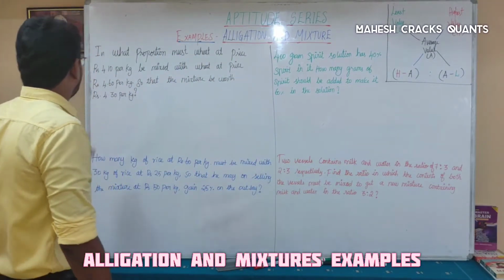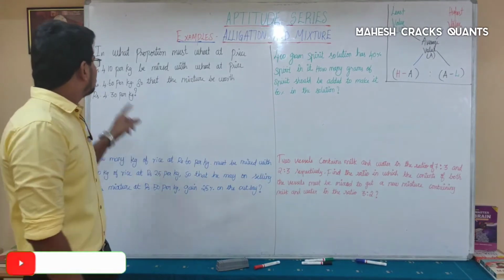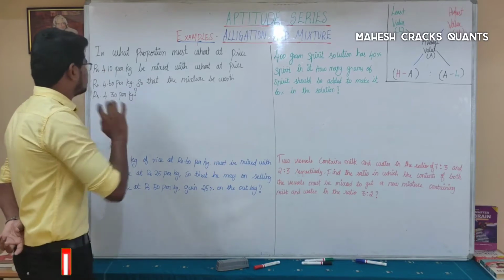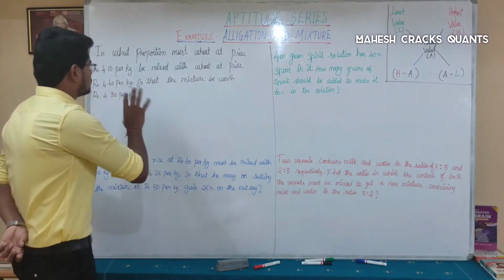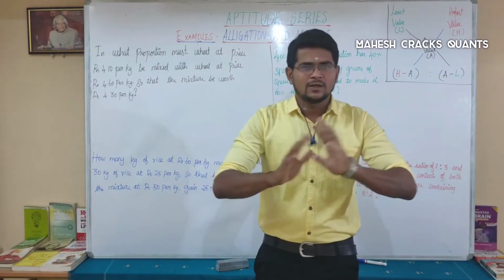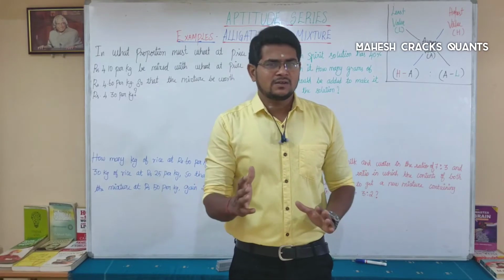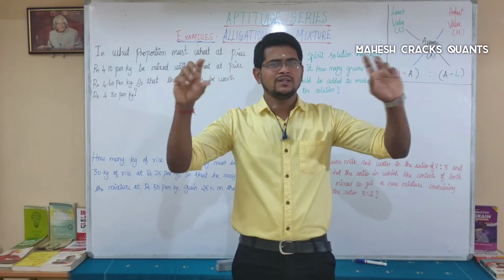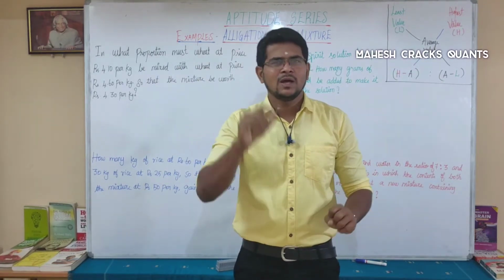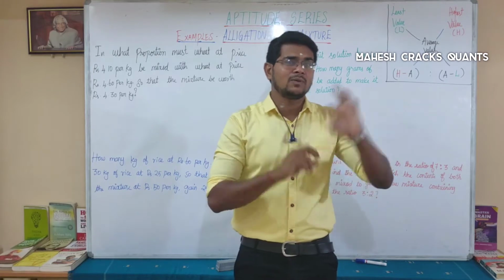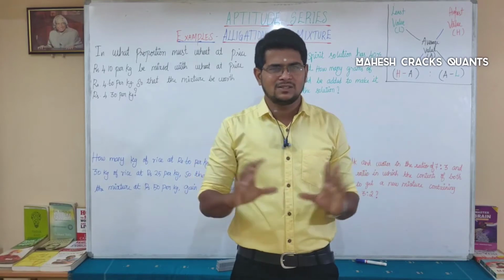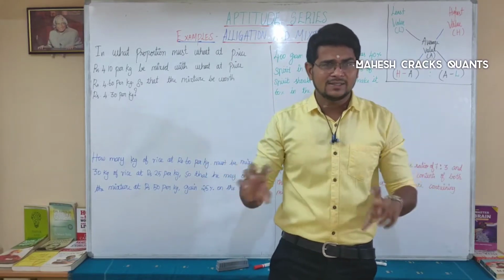The first question. In what proportion must wheat at price rupees 4.10 per kg be mixed with wheat at price rupees 4.60 per kg so that the mixture be worth rupees 4.30 per kg? In the basics I told you two different values will be given and then one average value. The average value is the mixture of those two different values. Then you have to find the ratio of the number of kgs of the first one and the second one. Ratio is nothing but comparing two quantities in least integers.